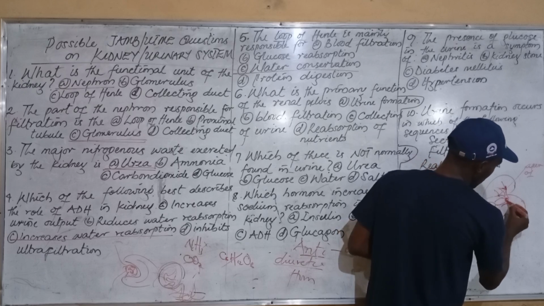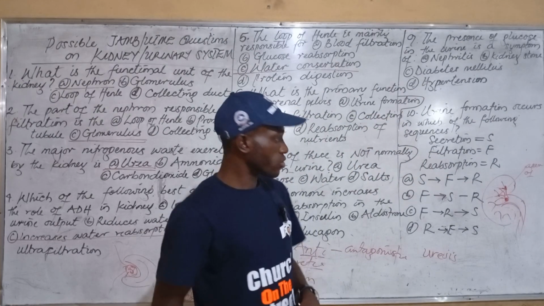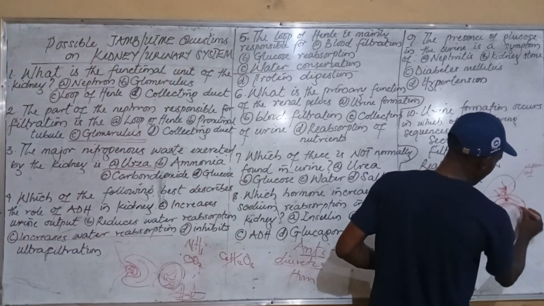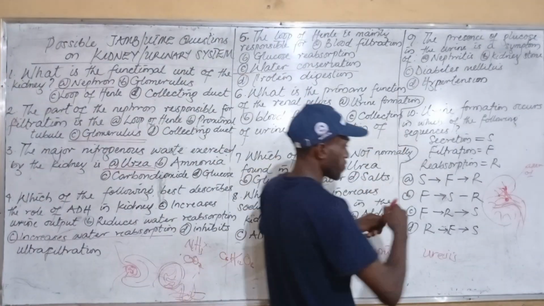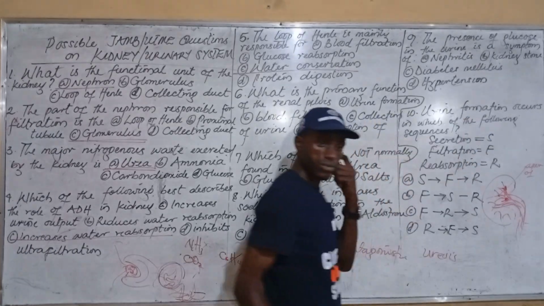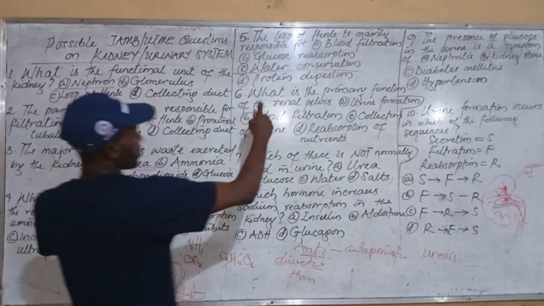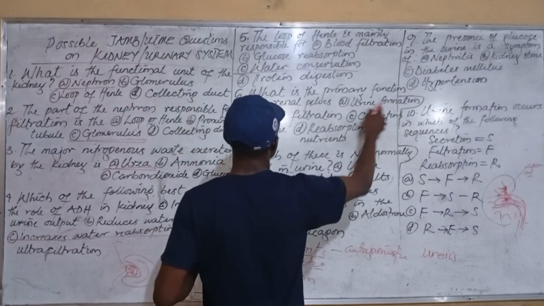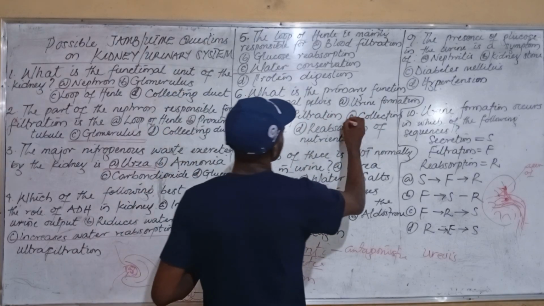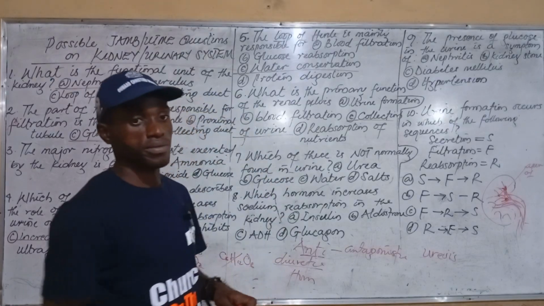So the pelvis is this central region here where you see it's like a funnel. It's like a funnel, where all that urine collects. So then they now flow into the ureter. Did you get it? Alright, so what's the major function? Urine formation, no. Blood filtration, no. Collection of urine, exactly.